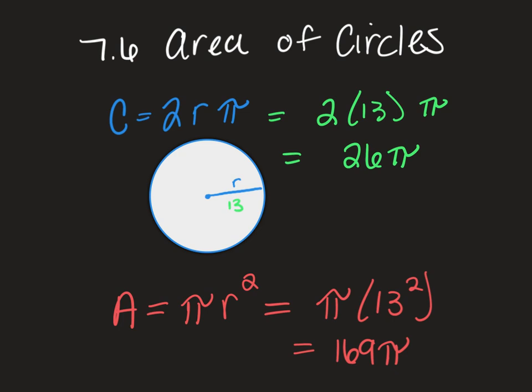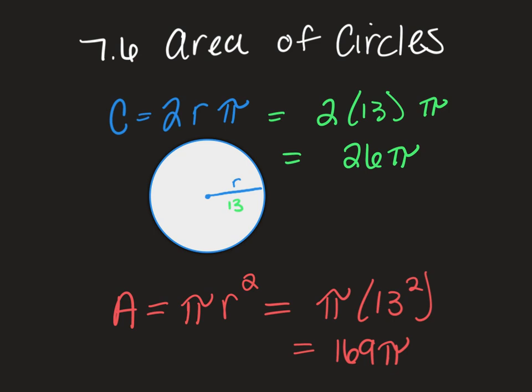So the first thing we need to be able to do is find the circumference of a circle. Circumference is the distance around. So it's going to be 2 times the radius times pi. Remember, the radius goes from the center of the circle over to the edge. For example, if our radius was 13, we would do 2 times 13 times pi, which would make our circumference 26 pi. And we're going to leave pi in our answers like this.